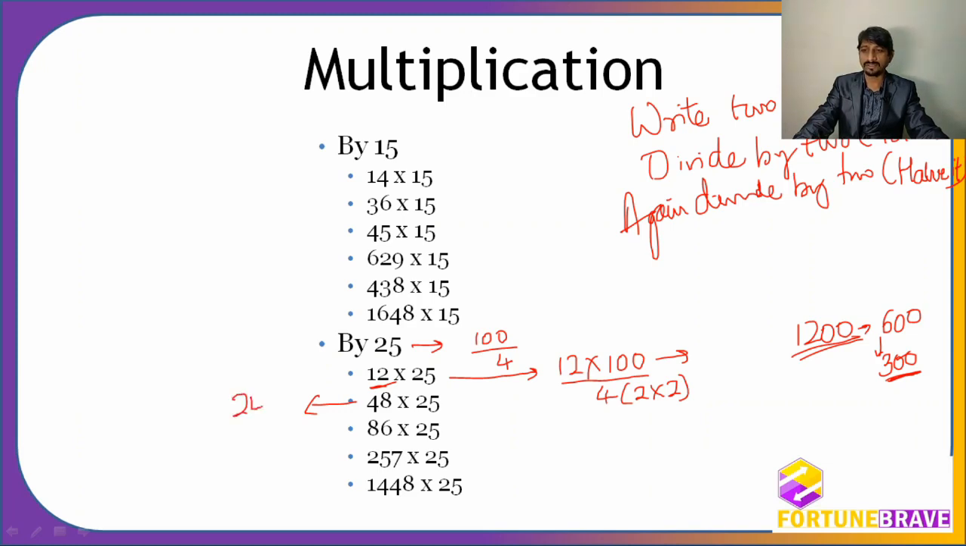So half of this is 24. Half of that is 12. Add two zeros. That's all. 48 into 25 will be half 24, half 12, add two zeros at the end. Same here. 86. Half is 43. Half is how much?